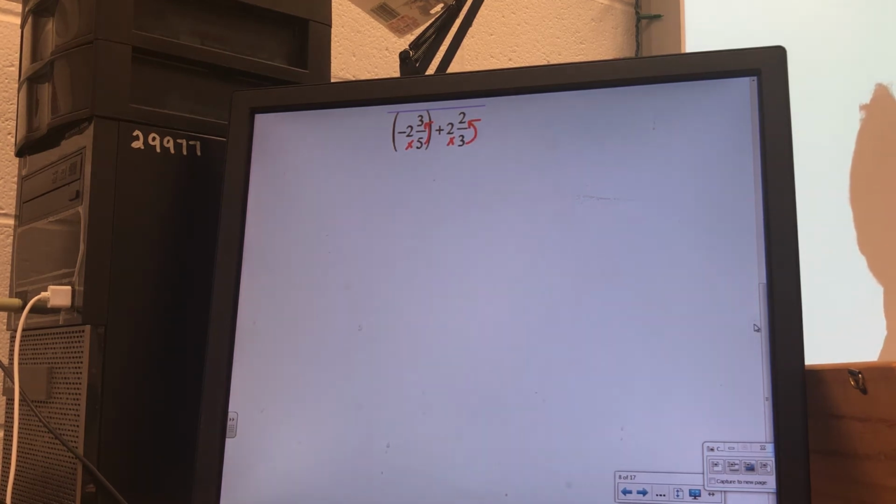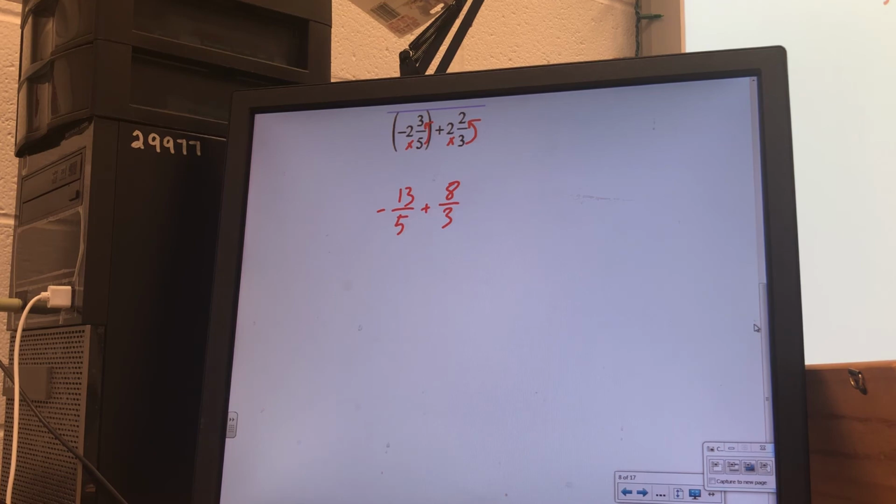2 times 5 is 10. 10 plus 3 is 13/5. And guys, just keep the negative sign on the outside. Do not attach that negative sign to the 2. Just keep it on the outside. And we're going to be adding a positive 2 times 3, which is 6. 6 plus 2, which is 8. So a positive 8/3.